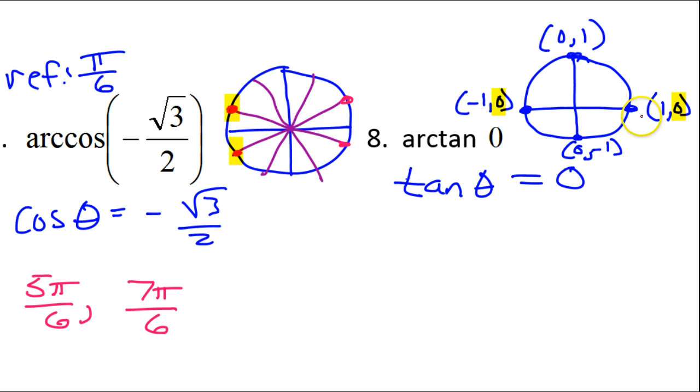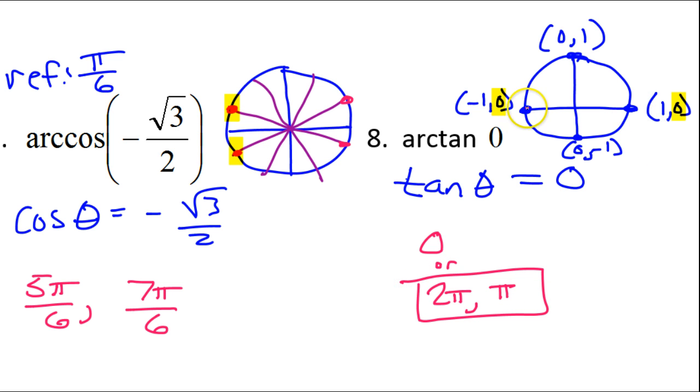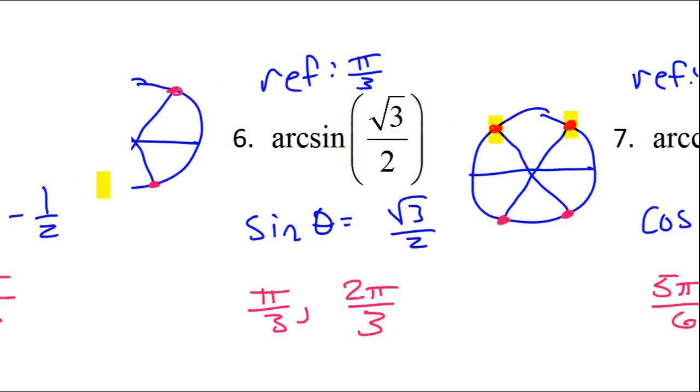So one of them, this first one, we can either call it 0 or we could have called it 2 pi, depending on which way you look at it. But the other one is pi. So 2 pi and pi, or 0 and pi, either way. Anyway, moving on. Number 9.